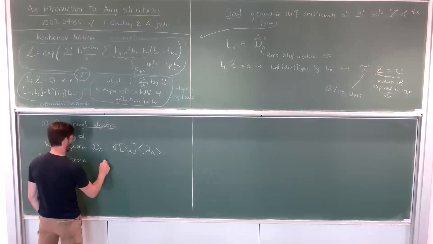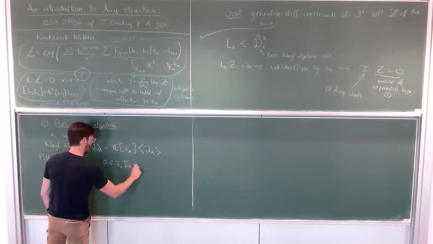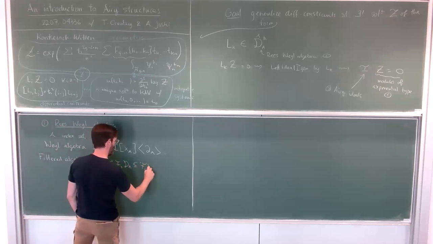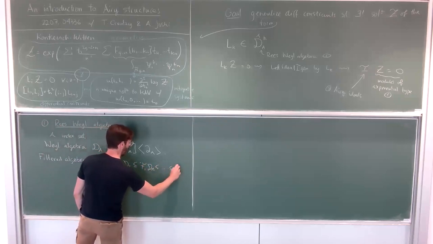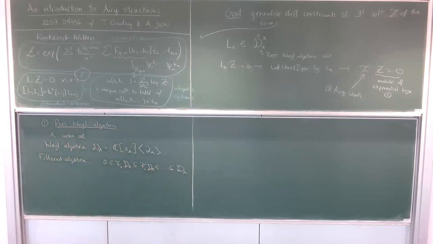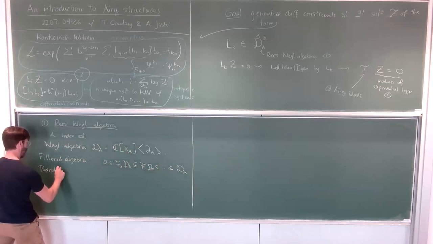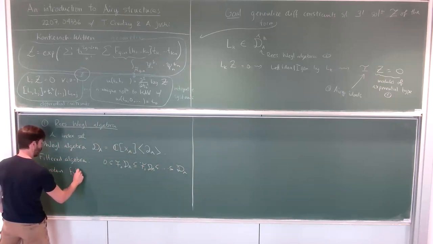So that's basically a sequence of subspaces of the algebra, F_0, F_1, F_2, things like that, all the way to the whole thing. So this is an exhaustive ascending filtration. And there are many filtrations you can choose on the Weyl algebra. The one I'll choose to define Airy structures is what's called the Bernstein filtration.